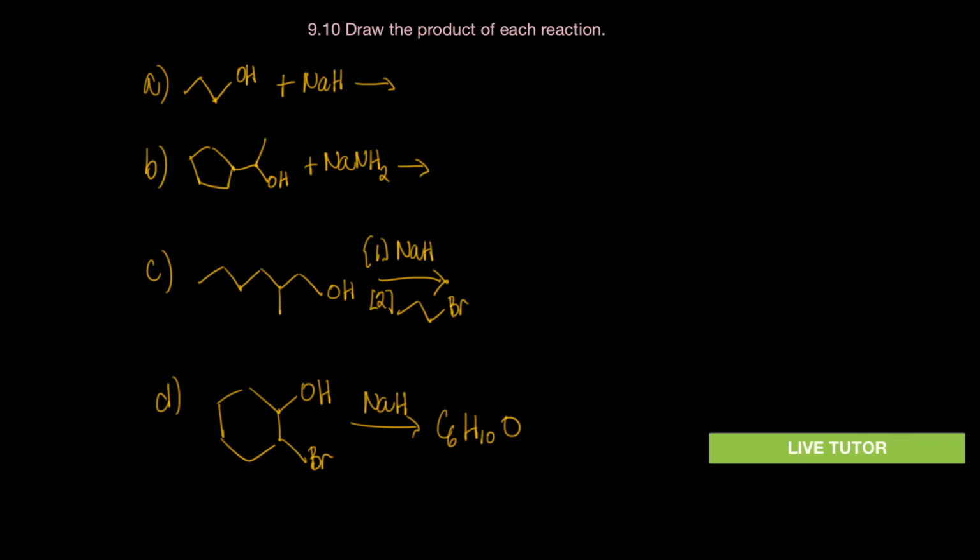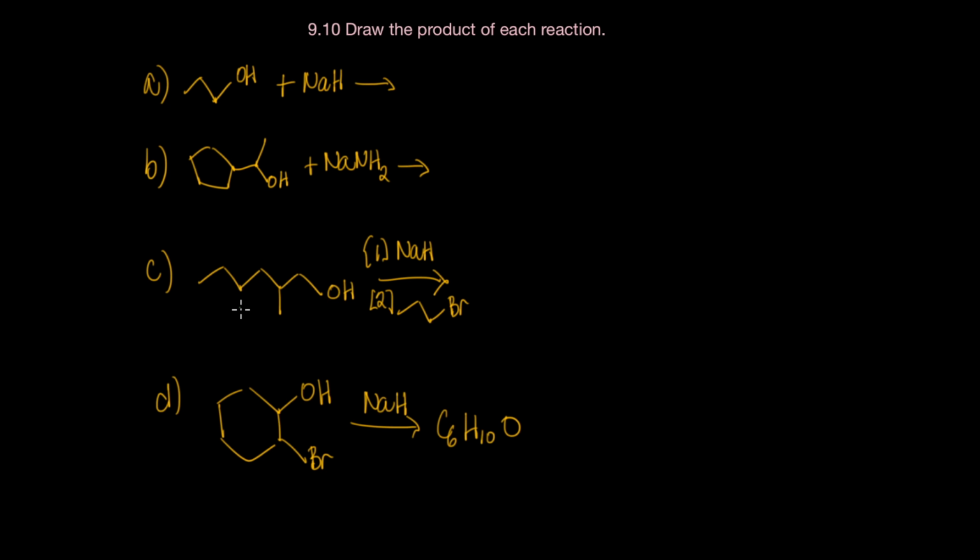Let's get started. Problem 10, we're asked to draw the product of each reaction. In order to do this problem, I highly recommend you follow the sample problem 9.2, which is to draw the curved arrow reaction mechanisms. This will help you identify what's negative, what's positive, what's the leaving group, what's being replaced, and so on.